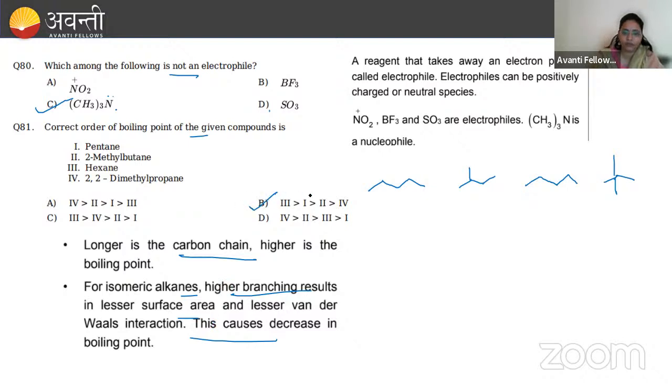इसका लॉन्गर चेन है, इसका भी लॉन्गर चेन है, इनको ज्यादा जाएगा. मॉलिक्यूलर वेट किसका ज्यादा है? इसका ज्यादा है ना, 3 का. तो 3 का बॉइलिंग पॉइंट सबसे ज्यादा होगा. नेक्स्ट किसका ज्यादा होगा? 1 का ज्यादा होगा, क्योंकि सरफेस एरिया और मॉलिक्यूलर वेट भी ज्यादा है.